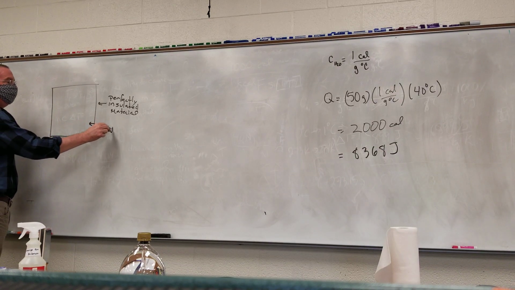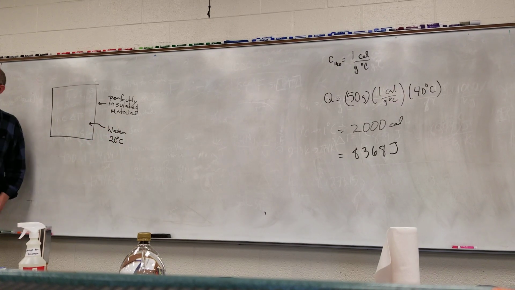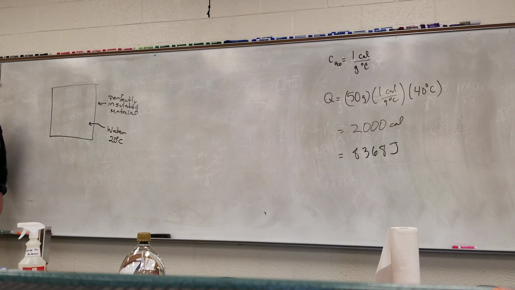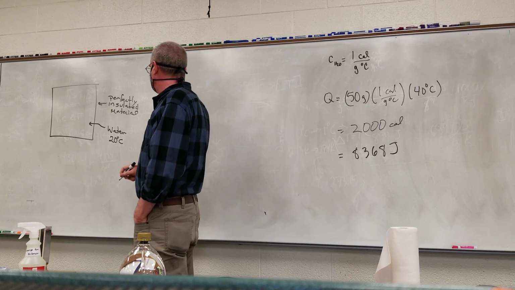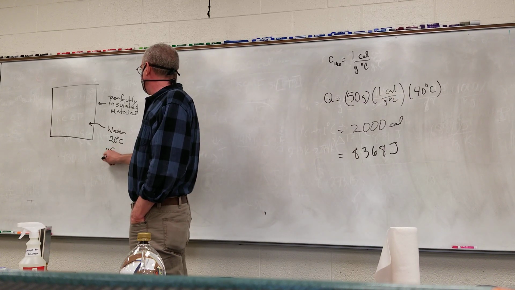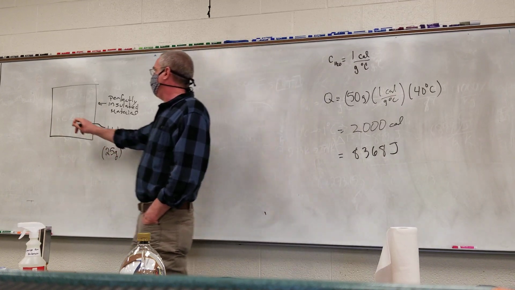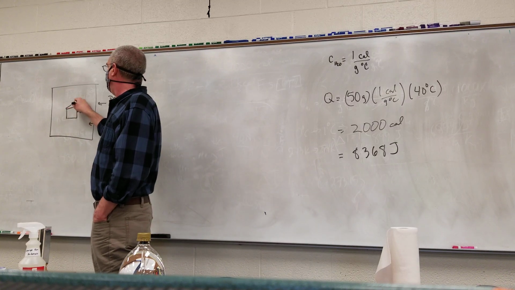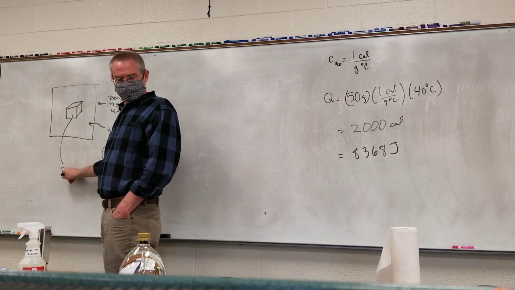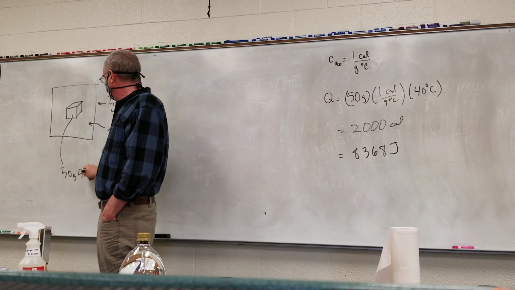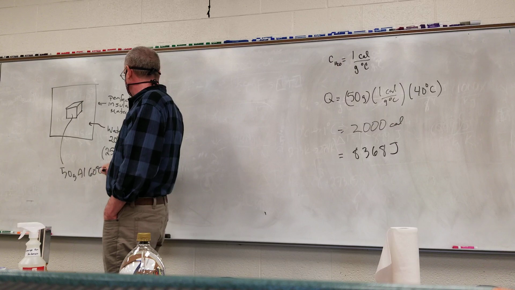And we have water at 20 degrees Celsius. Let's make it 25 grams of water. I'm magically going to put in an aluminum cube, 50 grams of aluminum at 60 degrees Celsius initially. So this is my initial temperature for the water, and this is my initial temperature for the aluminum.